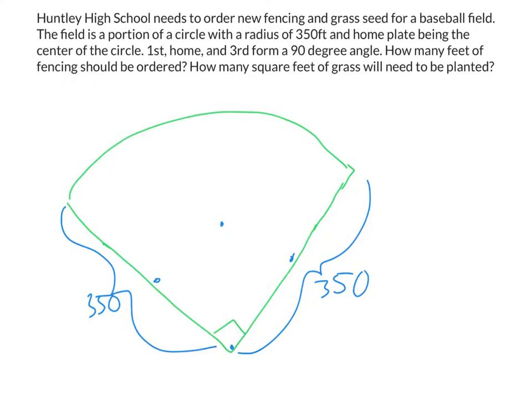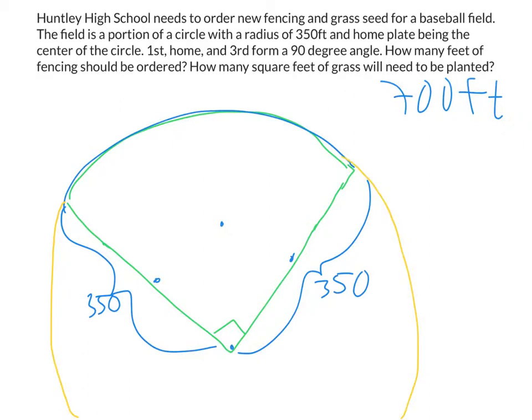Okay. Well, I've already got 350 and 350, which is 700. So I've already got 700 feet of fencing. I need to figure out this part. So let's think about what this is actually a part of. Well, if I continued my fence line, I would essentially create a circle with home plate being my center. This certainly seems like a problem we may have dealt with prior. If I were to find my arc length, I could use that to figure out my fencing.